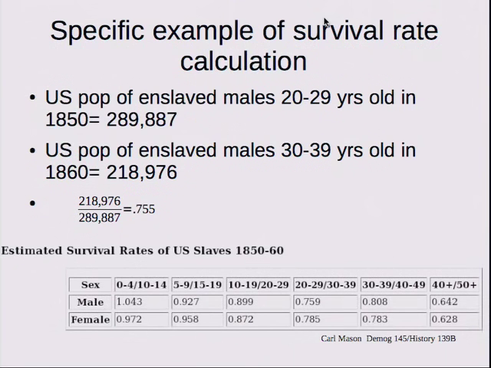I'm sorry, I got ahead of myself. It's the U.S. population total, 289,000 male slaves 20 to 29 years old. In 1860, the number of enslaved males 30 to 39, ten years older, ten years later, is 218,000. If we divide 218,976 by 289,887, we get 0.755. And that's the proportion of 20 to 29-year-old male slaves who survived until 1860. That's the survival rate, yes?